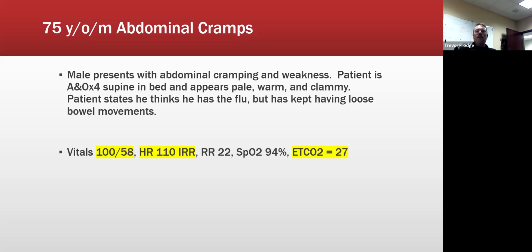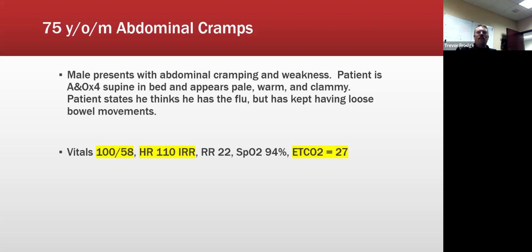When we take his vitals, we get a blood pressure of 100/58, a heart rate of 110 and irregular. His respirations are 22, O2 sat 94, and a capno of 27. Your vitals tell your story, right? We can't fake our vital signs. We can fake our history, we can lie about our assessment, but you can't fake what your body's doing.